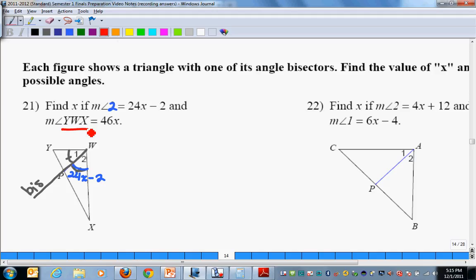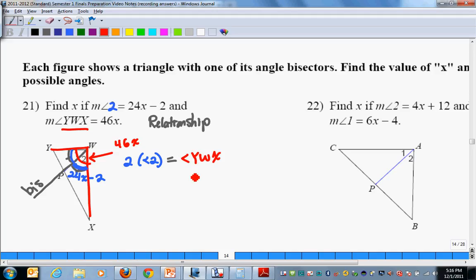And we are told that YWX, that's the whole thing, that is going to be 46x. You always want to establish relationship first. Relationship first before you just randomly look at equations. We see here that angle 2 is only half the angle, so it takes 2 of angle 2 to make one of the larger angles, which is YWX.